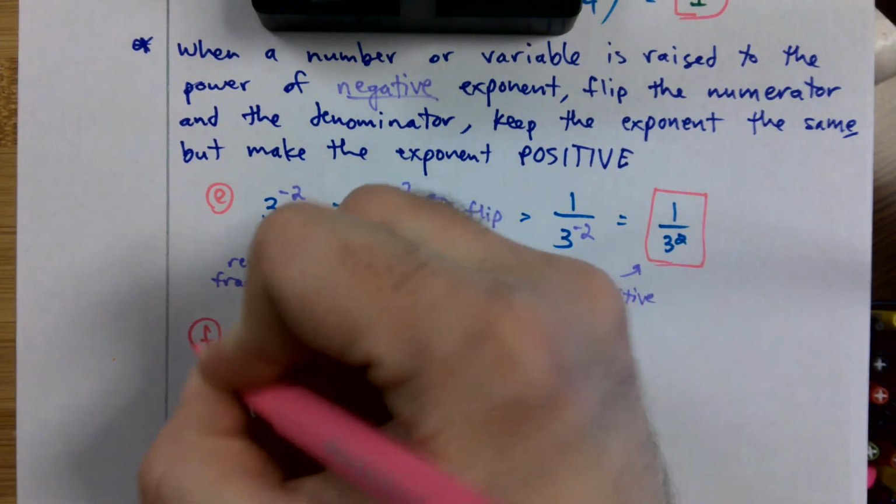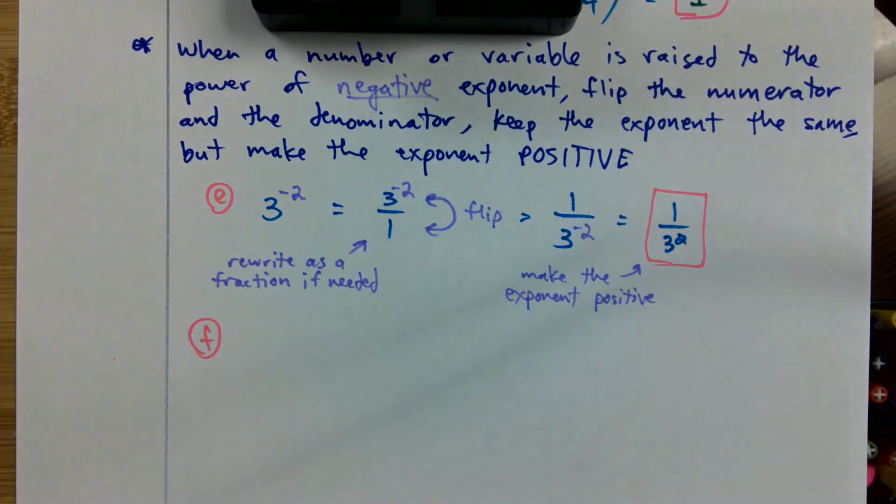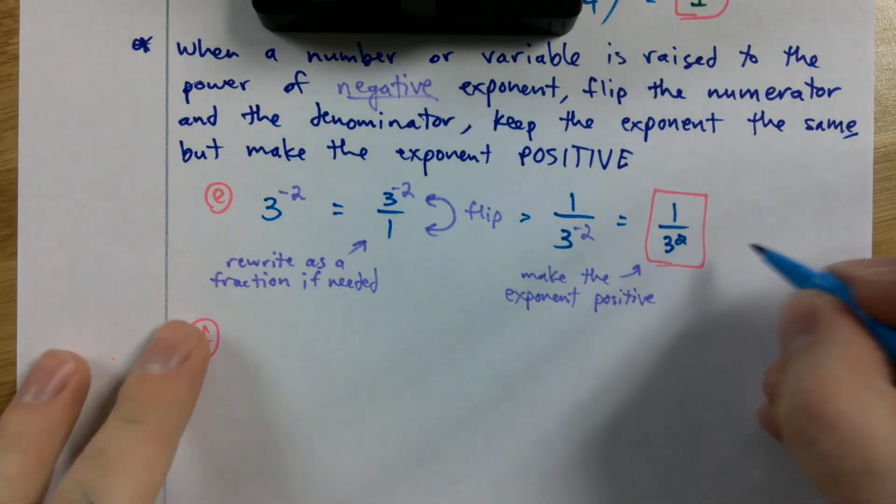All right, example F. Any questions on E here? What is 3 squared equal to?